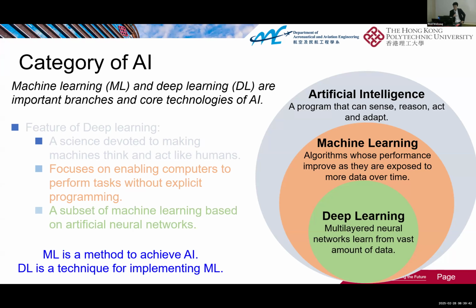Machine learning is actually a method to achieve AI. Deep learning is a technique for implementing machine learning. Roughly, that is the relationship between those three keywords. But at this moment, if you talk about machine learning or AI, everyone is thinking about deep learning.